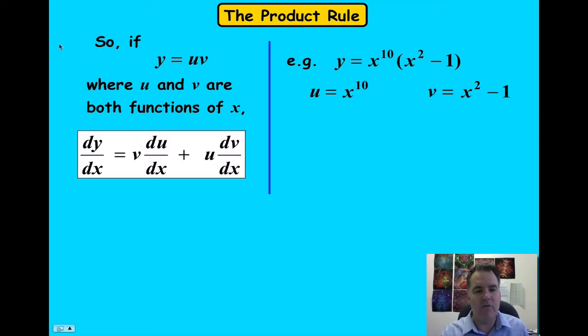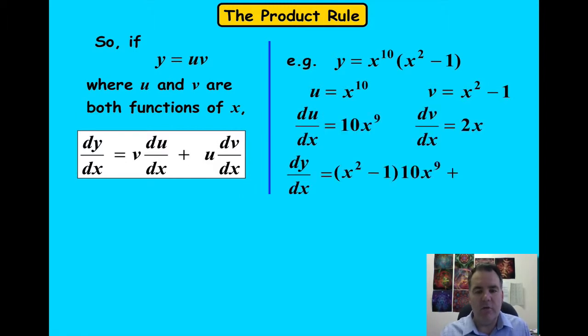That is the product rule. dy dx, the derivative, is v times du dx, so the second function times by the derivative of the first, plus u times dv dx. So that's the first function times the derivative of the second. And you're always given those formulas on your formula sheet.